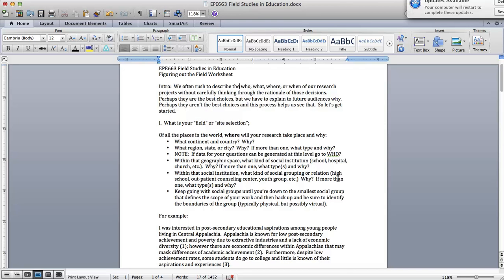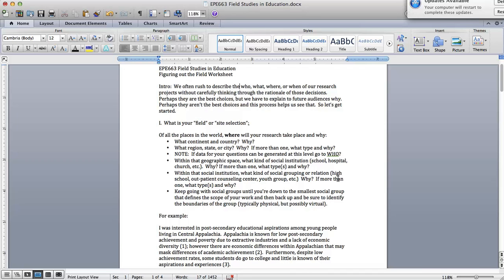If you're asking the kind of question that really doesn't have a place, I'm thinking, for example, about the therapists crying, maybe it really doesn't matter where that happens. In that case, you can go on to the who. But keep working through the where and context, because eventually you are going to have to figure out a site for your research.